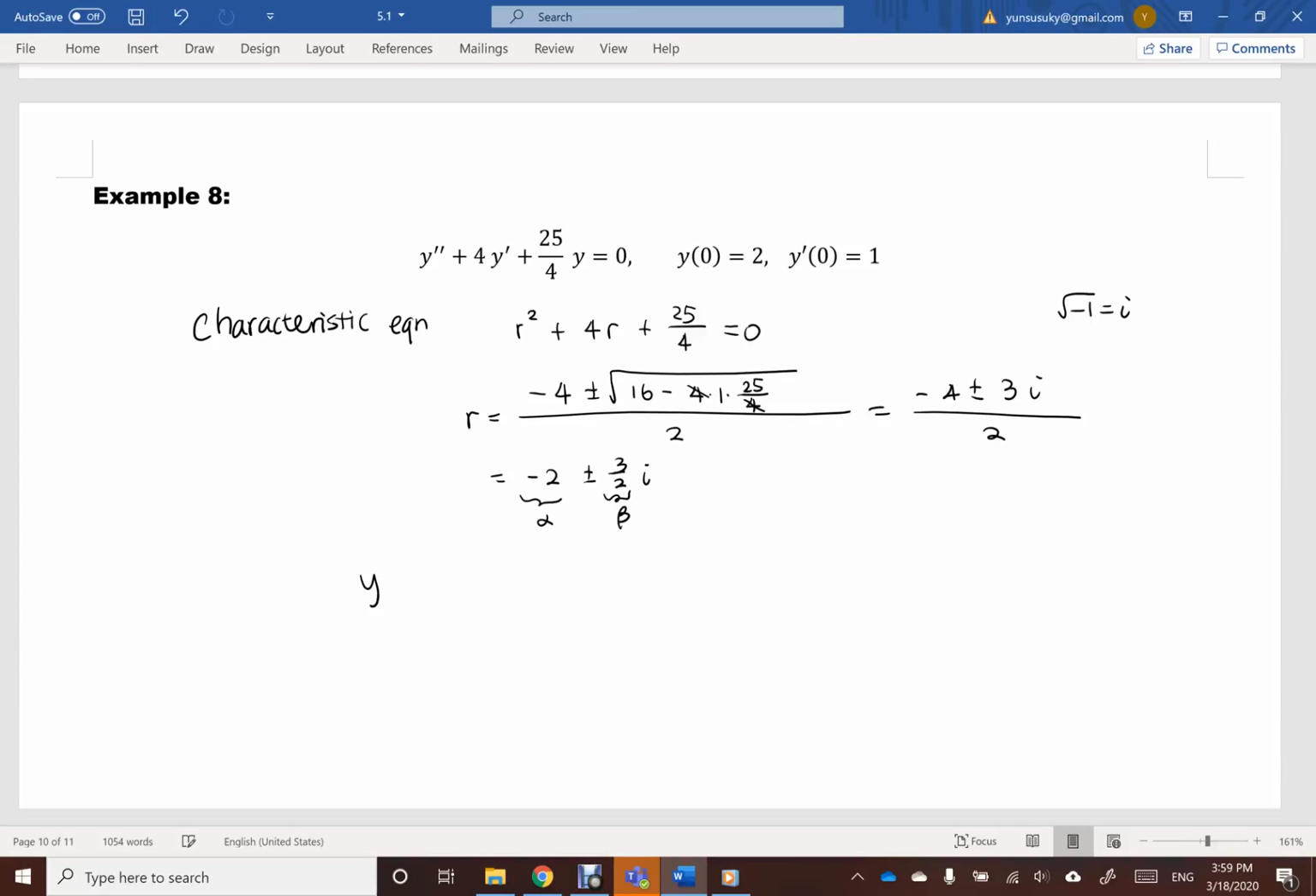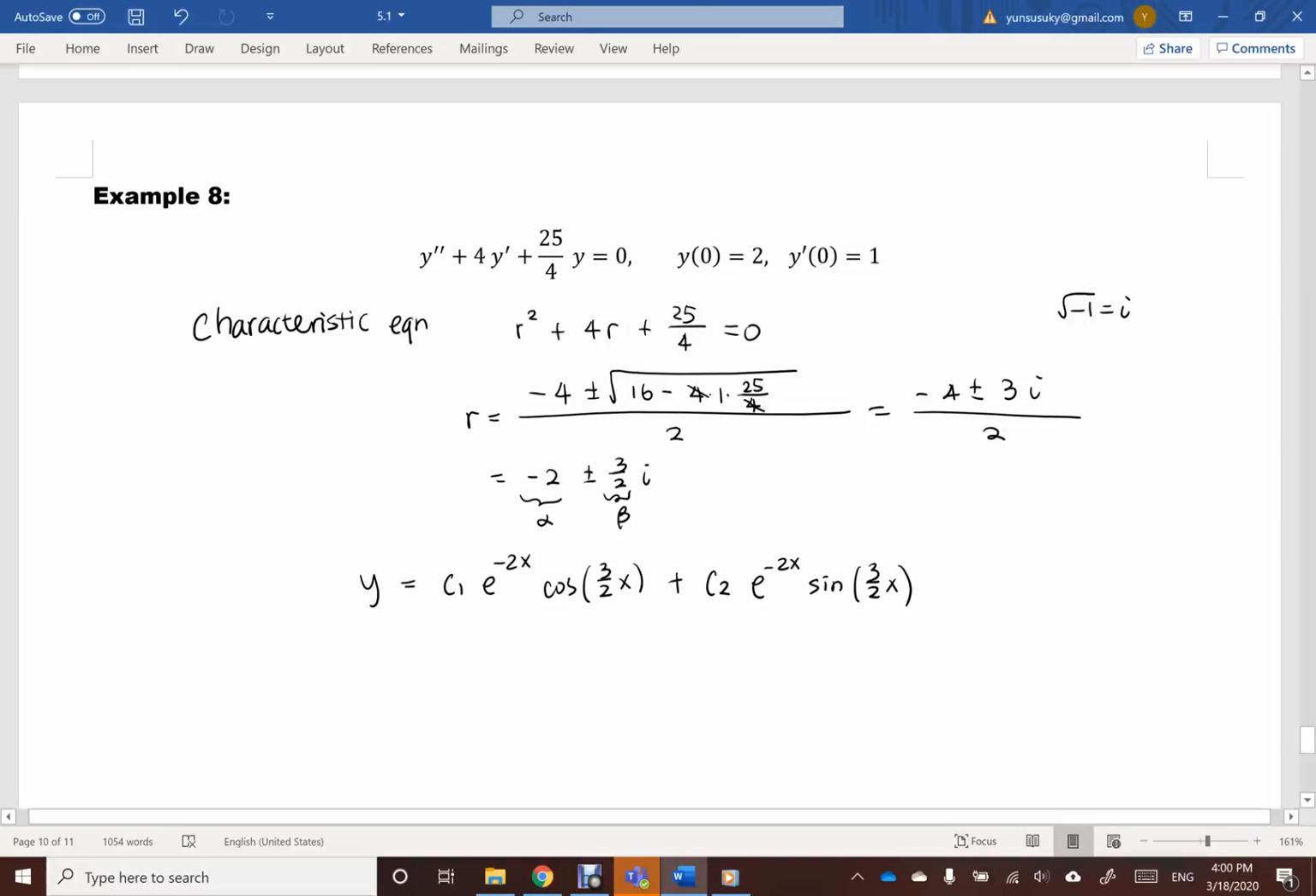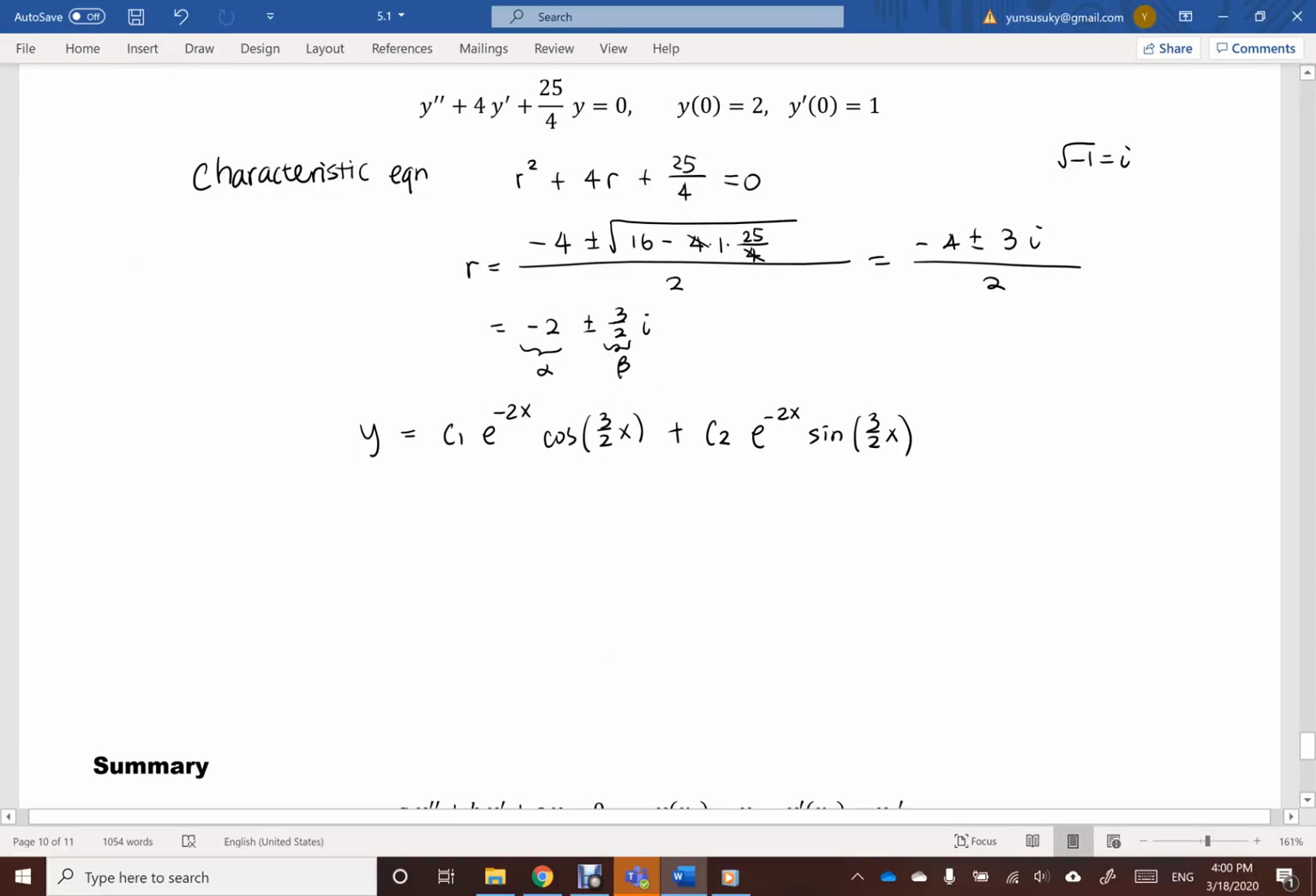The formula for two complex roots is c1 e to the alpha x, so e to the negative 2x, and then the beta is going to be in cosine and sine. So c1 e to the negative 2x cosine of 3 over 2 x plus c2 e to the negative 2x sine of 3 over 2 x. Okay? Yes, so we just use the formula, and then in order to figure out c1 and c2, we need to plug in.